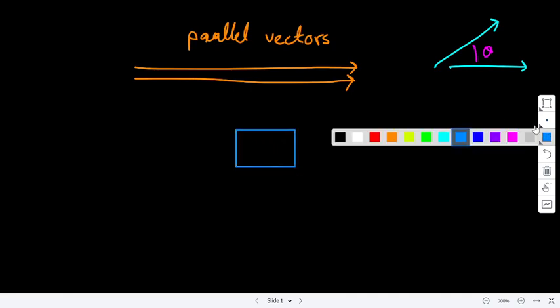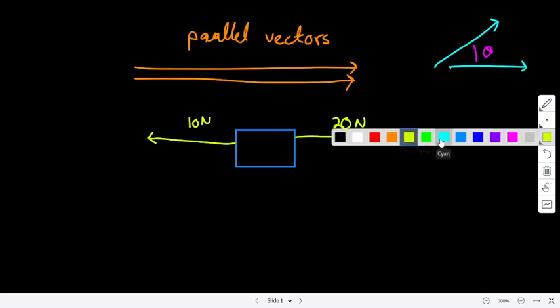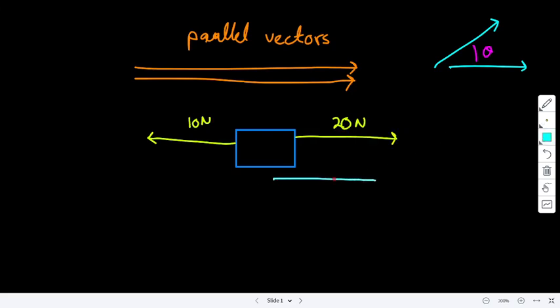Let's take an example of a box. If you're pushing the box in this direction with a force of 20 Newtons, and I am pushing this box in this direction with a force of 10 Newtons, now these two are parallel vectors, the box will move in the direction to the right with a force of 10 Newtons.